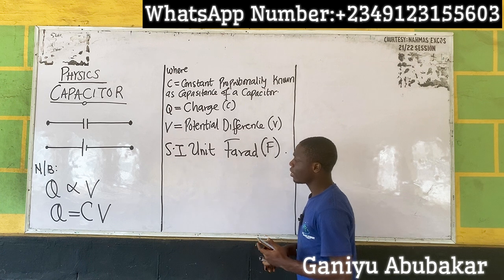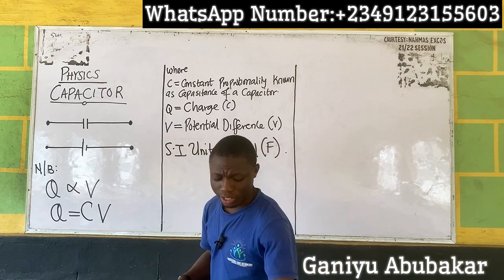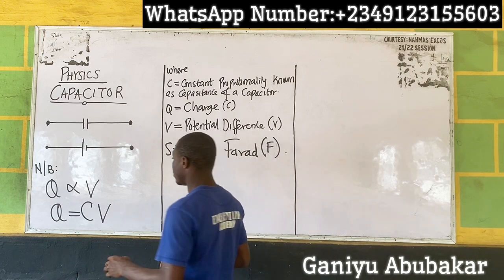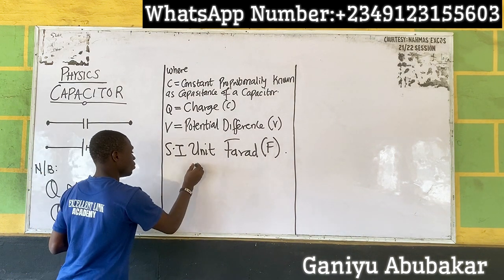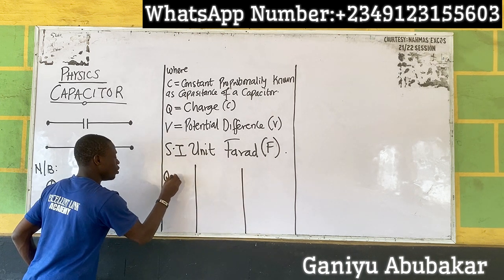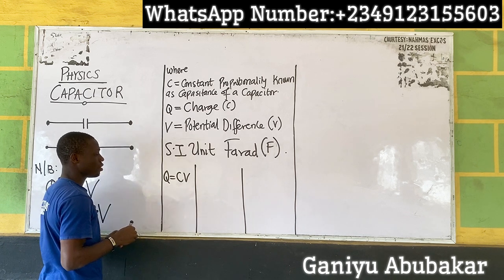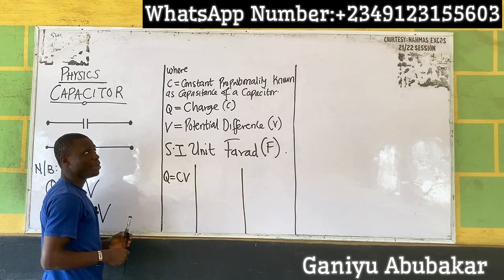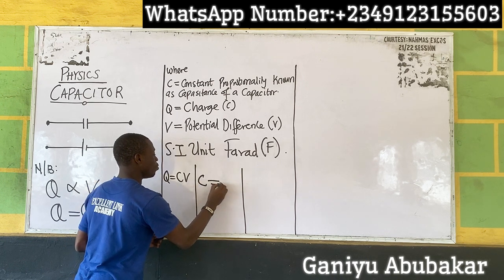So let's proceed, please. From this concept, I'm sure that Q equal to CV. If I want to elaborate from here, we just said that Q equal to CV. If I'm asked to make C the subject of the formula here, I'll have that C equal to what?